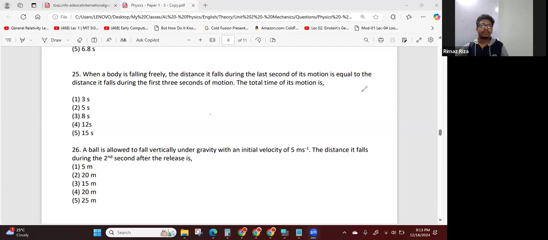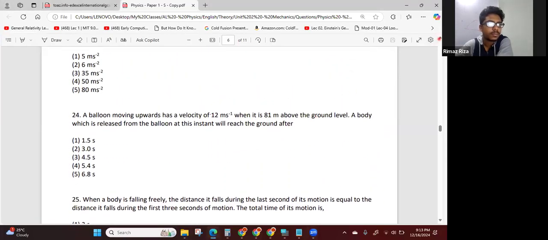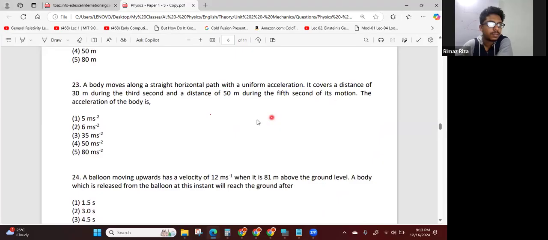Not clear to me. Sir, you can send the word version for that. Yes, sir, in the question it says it covers a distance of 30 meter during the third second. So we can get it as 30 meters per second, like initial velocity for that moment.